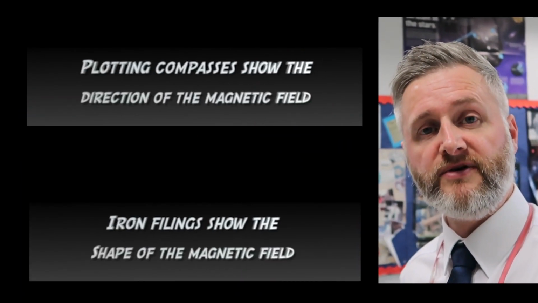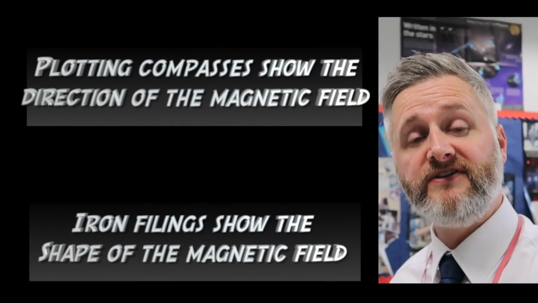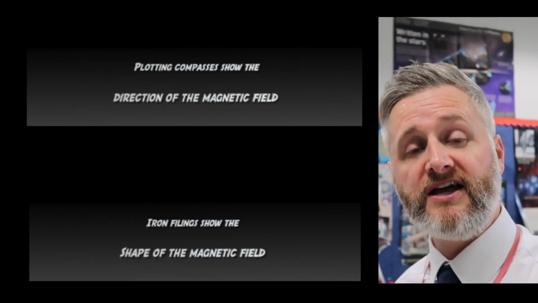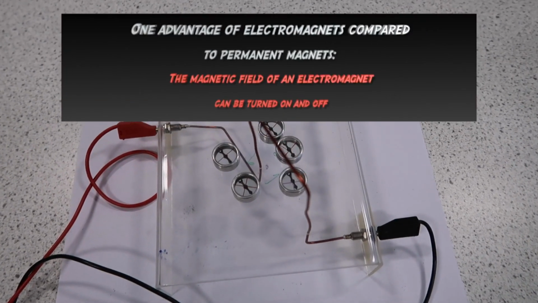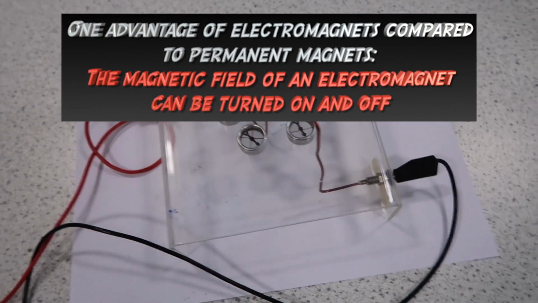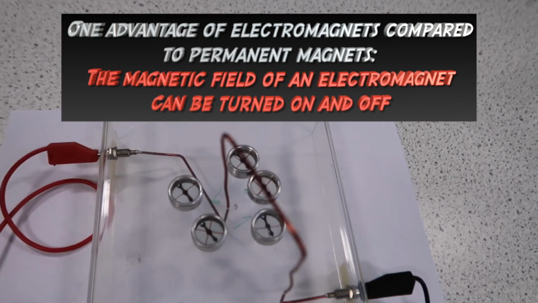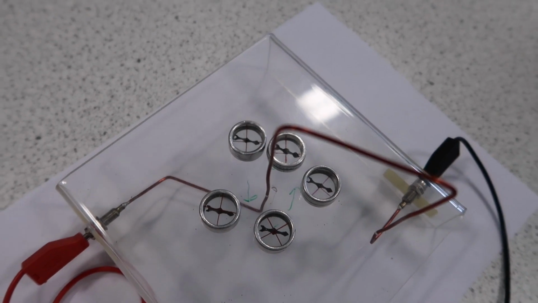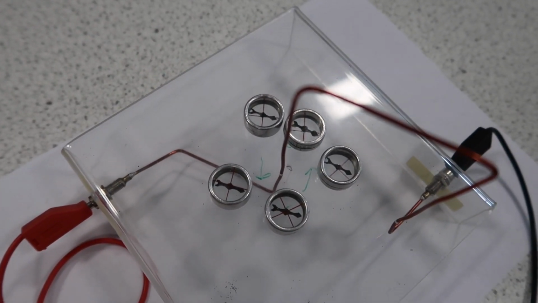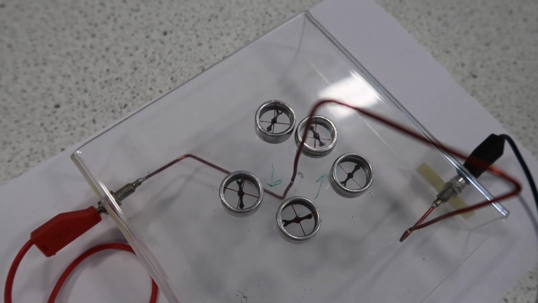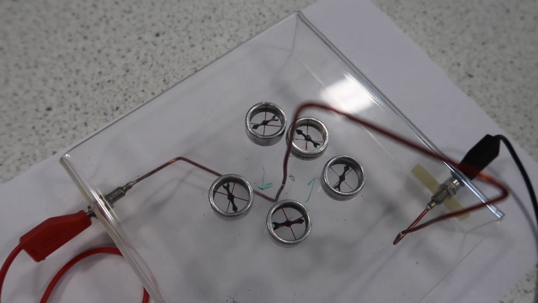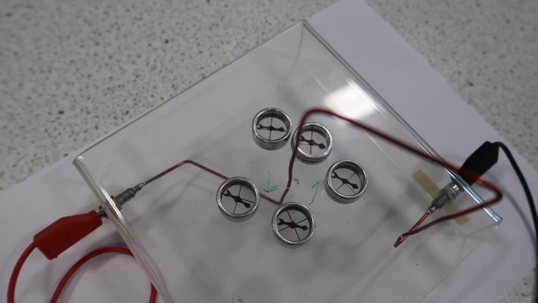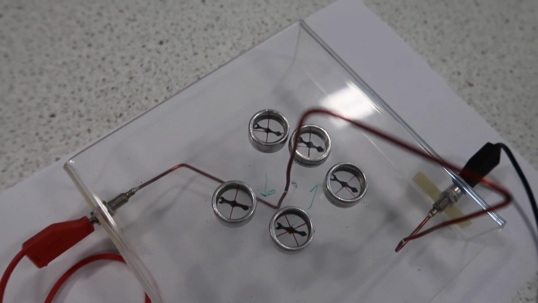So the direction of the magnetic field is shown by the plotting compasses, and the shape of the magnetic field can be shown by iron filings. An advantage of an electromagnet compared to a normal magnet is that you can turn the magnetism on and off just as simply as you can turn the current on and off. So at the minute that wire is not magnetic because the current's not flowing. As soon as I turn the current on, you can see the wires became magnetised. Turn it off and the compasses realign themselves with the Earth's magnetic field.